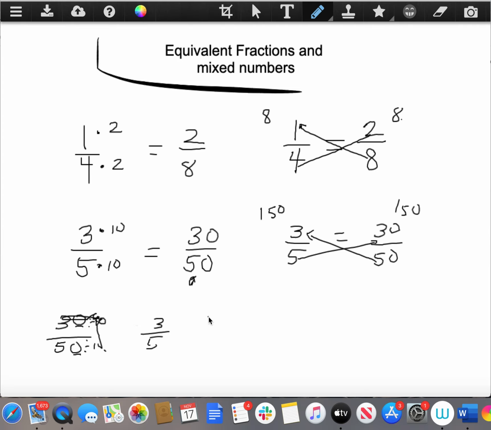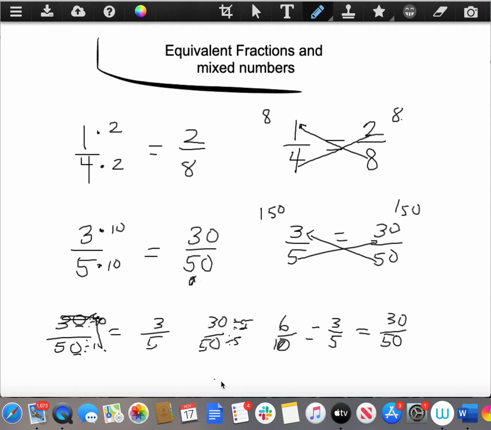Those are equivalent then. But let's do 30 over 50 again. Somebody might say, well, I know 5 can go into both of them. Well, let's divide by 5. 5 goes into 30 6 times. 5 goes into 50 10 times. 6 over 10 is equal to 3 over 5, which is also equal to 30 over 50. They're all equivalent fractions. It's just that 3 over 5 is the simplest form of it. It's broken down as far as it'll go. 3 is prime, 5 is prime. I can't go any further down.